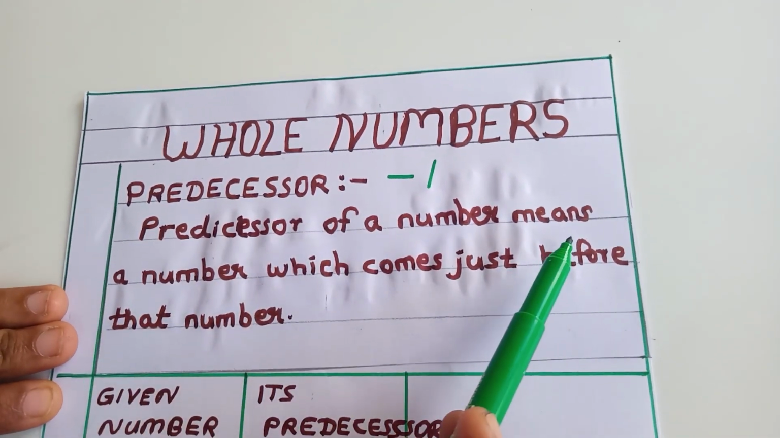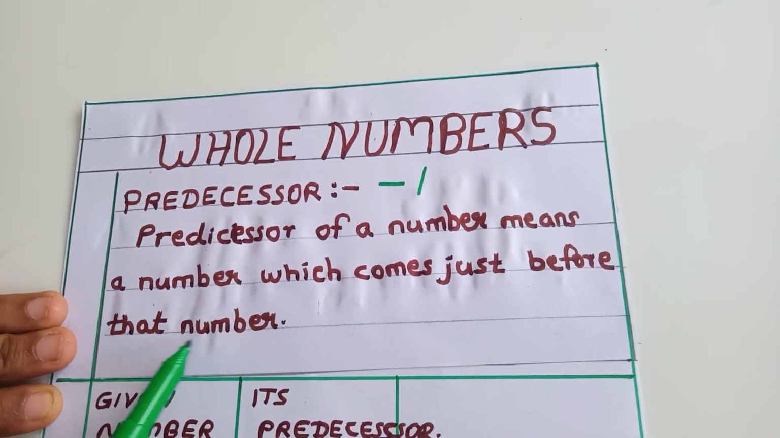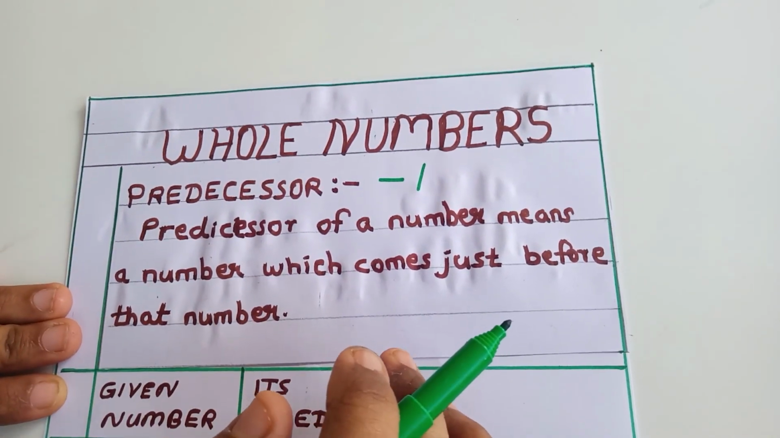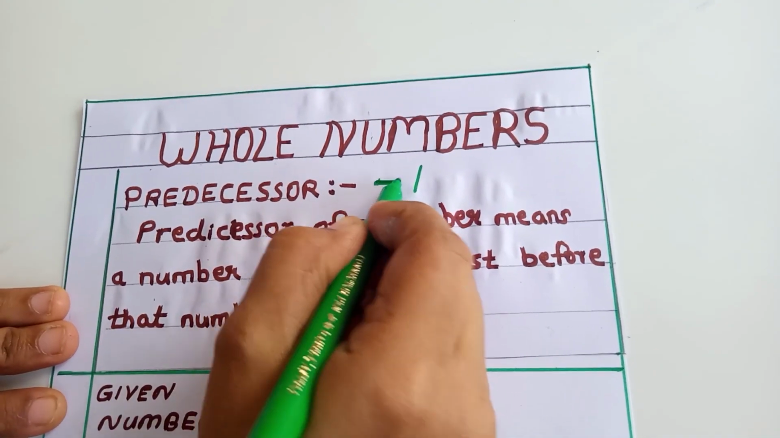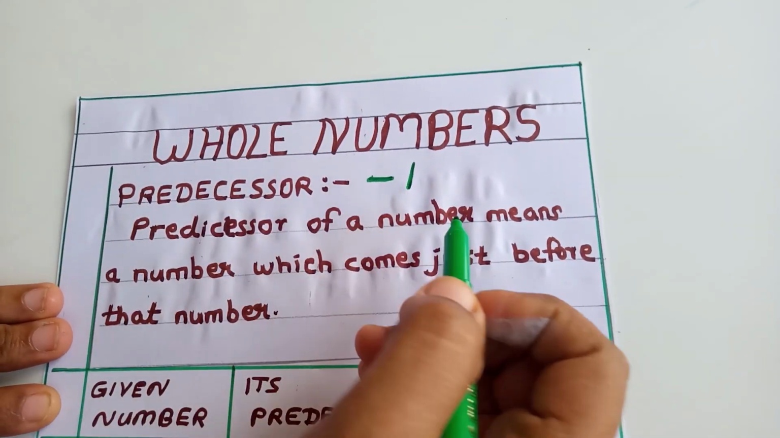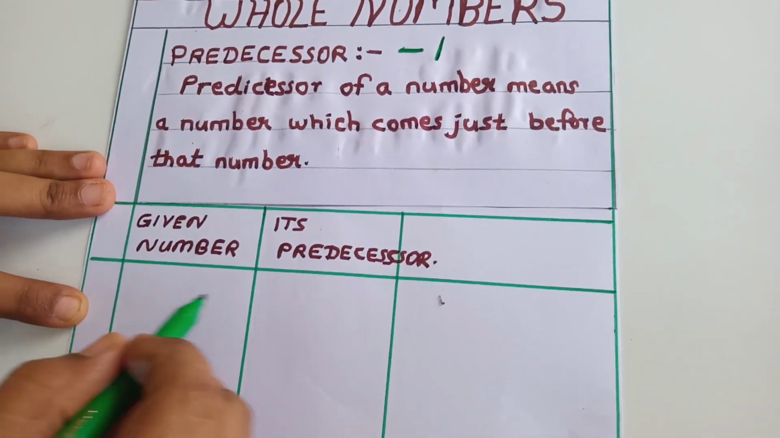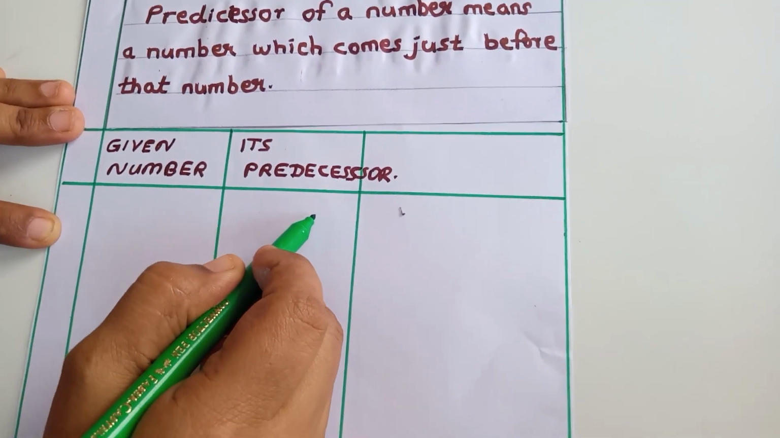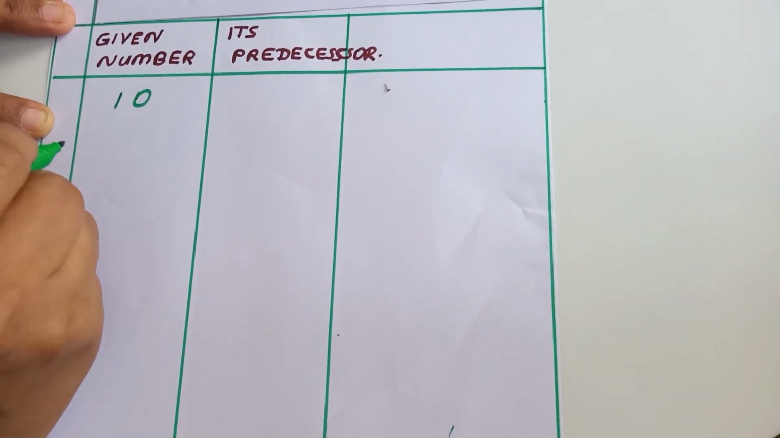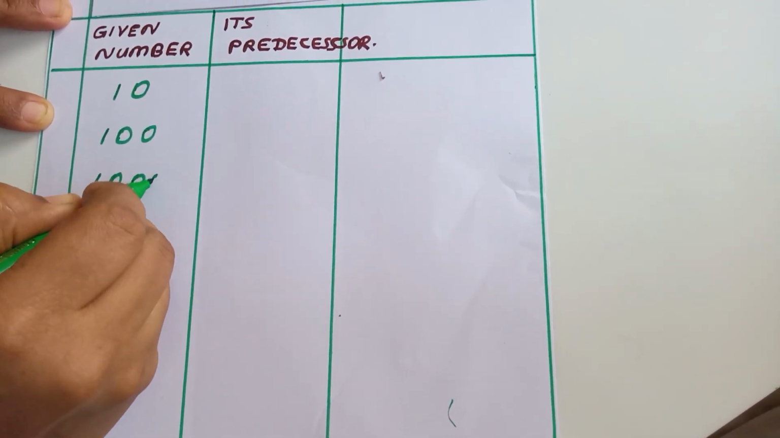Next, we are going to study what is the meaning of predecessor. Predecessor of a number means a number which comes just before that number. Nothing to worry. If you are given a number, you just subtract 1 from the given number. See, I am going to write some numbers here and you should write down the predecessor for these numbers. First number is 10, next number is 100 and next number is 1000.